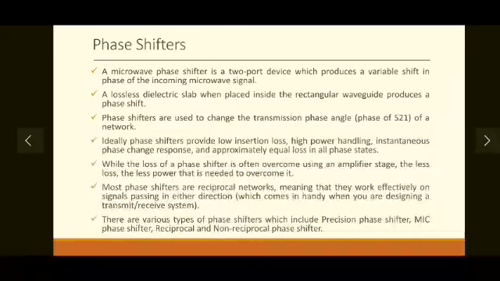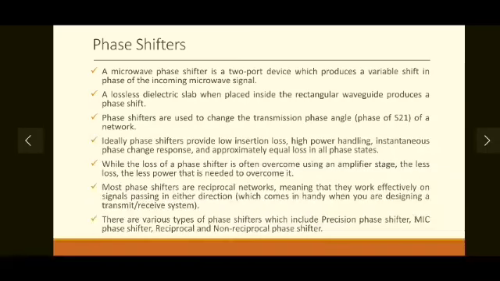So how is it done? Obviously, for creating such a device, we require a waveguide as a basic part because it's a two-port device. We can use transmission lines also, but a waveguide is generally preferred, in which a lossless dielectric slab is placed to produce the phase shift. So the transmission phase angle is changed, not the reflection.